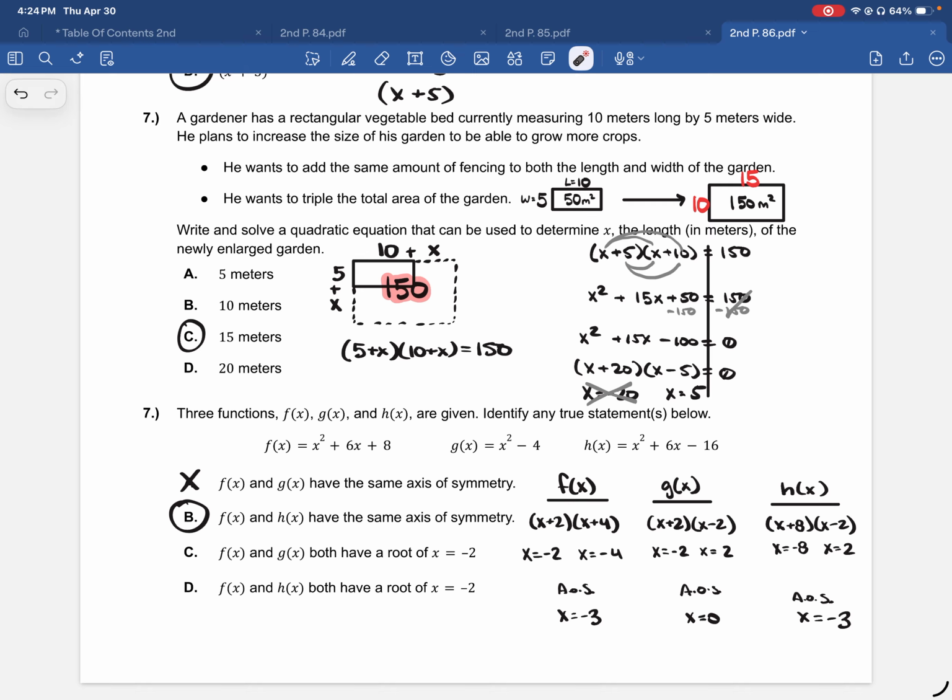Then, this says statements, so perhaps one or two of these others are also correct. Do f and g both have a root of negative 2? Well, f has negative 2, g has negative 2. And do f and h both have a root of negative 2? F has the negative 2, but h does not. So option D is not correct.